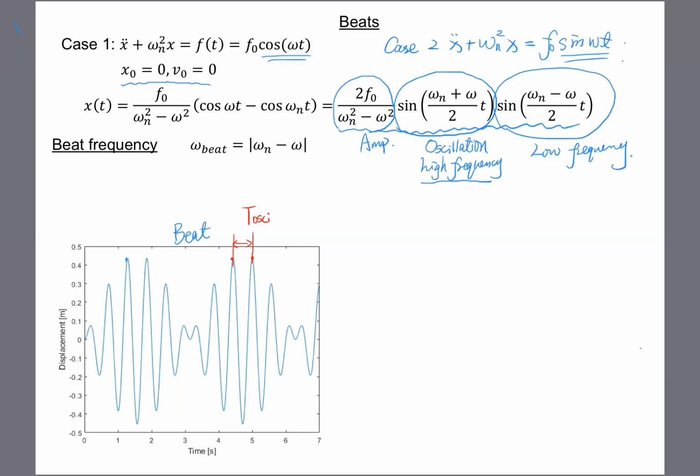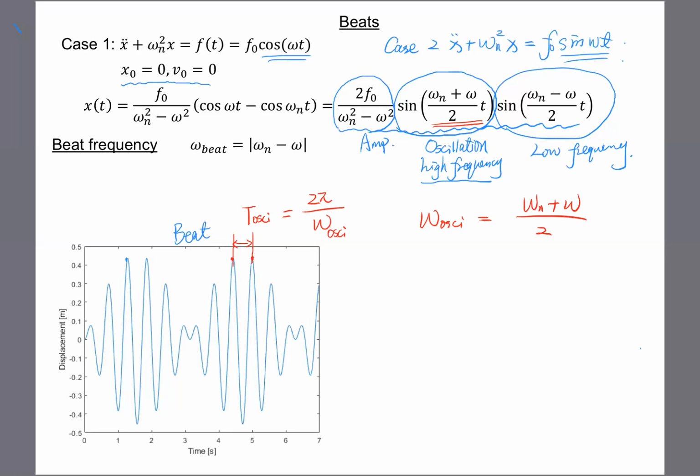Once we have the period, we already know that the period is 2 pi over omega, right? And we also name this omega the oscillation radial frequency. So this omega oscillation equals omega n plus omega over 2, which is this number. That means the high frequency profile in this plot is due to this high frequency oscillation. That's why you can directly connect this period to the high frequency oscillation.